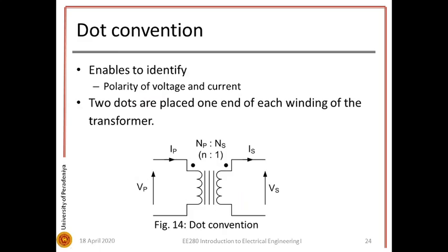Now we will move on to the dot convention. The reason to use dot convention is to find out the direction of voltage and current flow. So in a transformer, in the simple one, you have two windings. Each winding will have two ends. In one end you could find this dot. So if you want to find out the correct direction of voltages and current, the dot should be available in both windings.